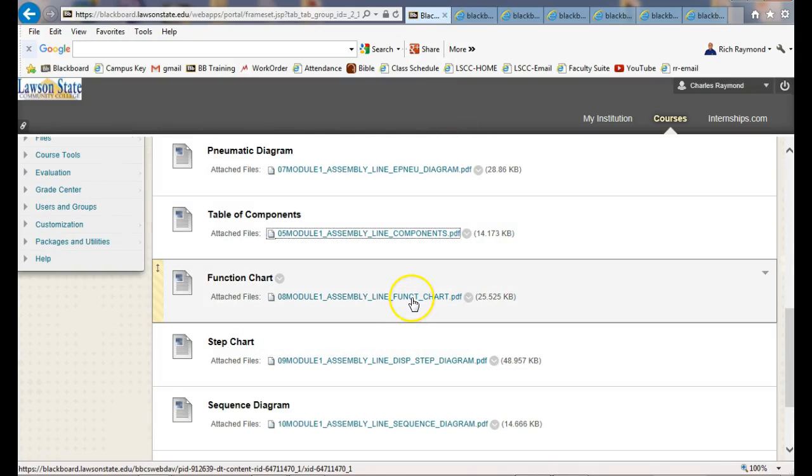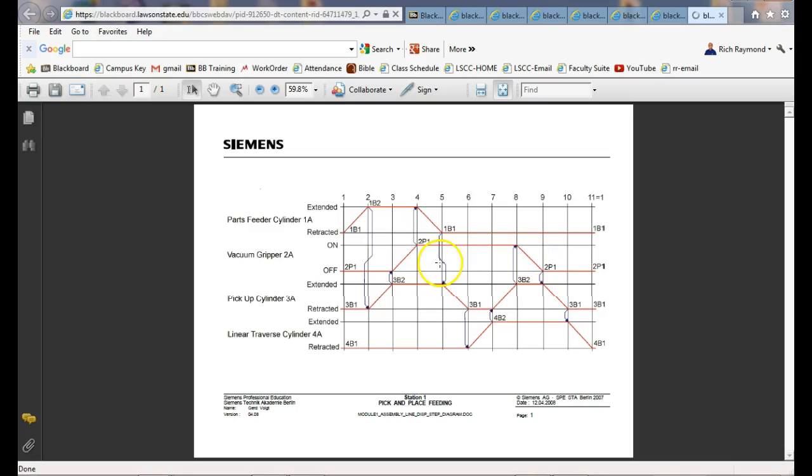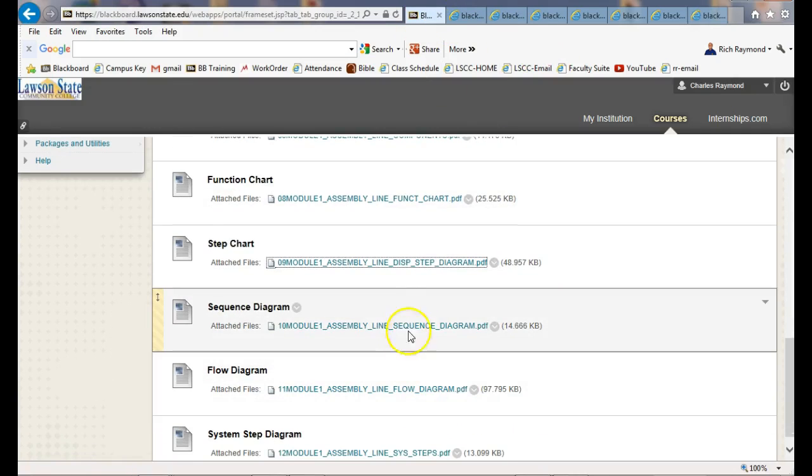Then we have the function chart, right? This is the step chart, which we've already looked at. And now that you make it, you understand these. So on the line, this shows what that movement sent, that triggered, and then the arrow shows what the effect of that was, right? That makes sense now? Then this is the sequence, the step chart.